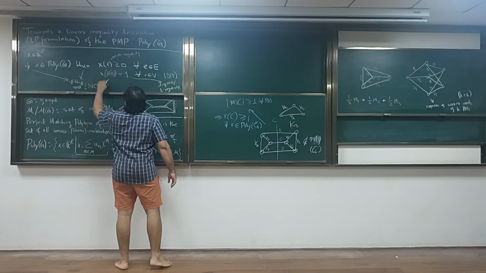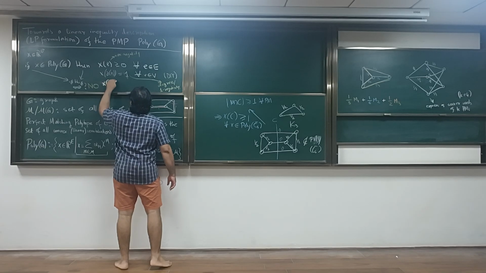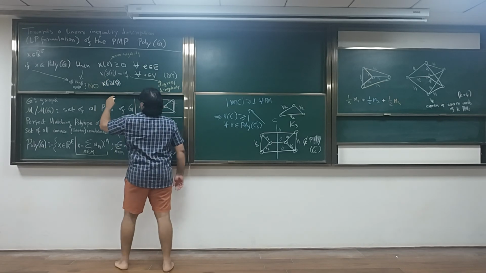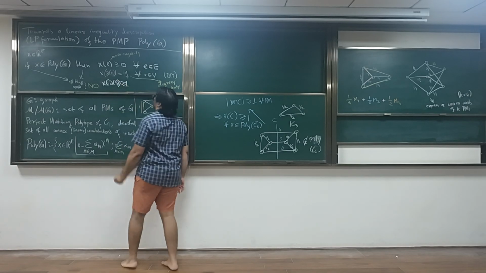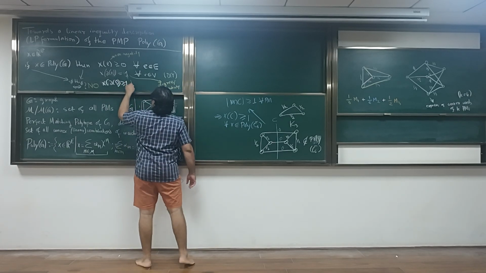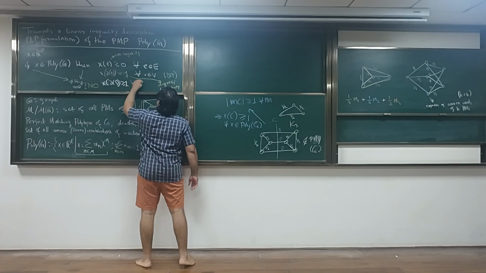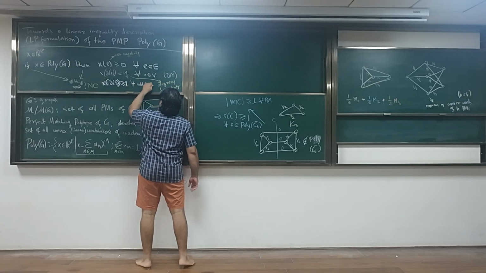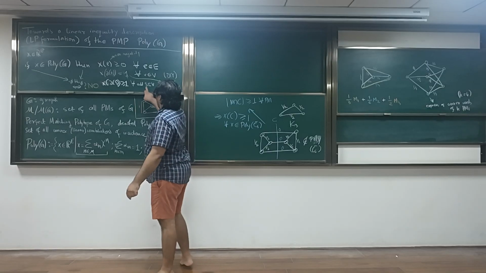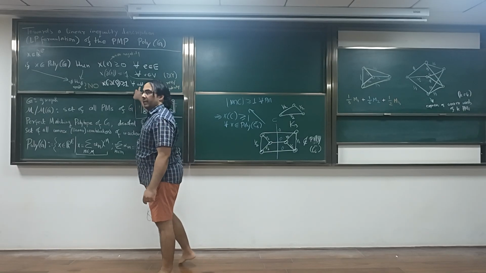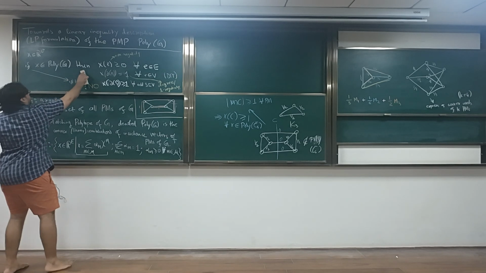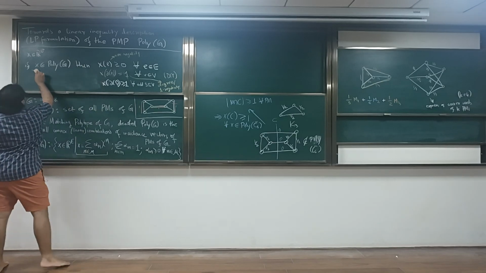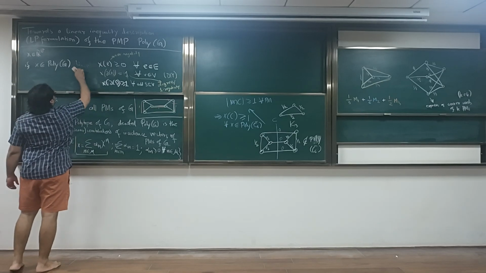So for every odd set of vertices, this is at least 1. For all odd S subset of V. By this I mean all subsets of the vertex set that have odd cardinality. And now it turns out that this is actually if and only if.